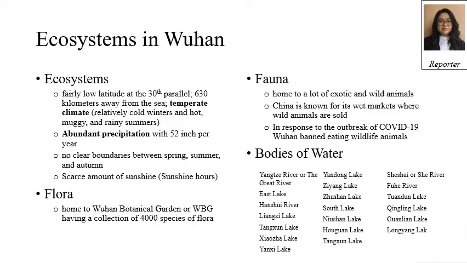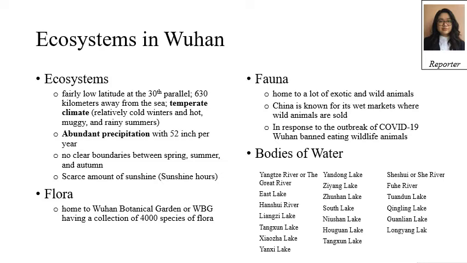Ecosystems in Wuhan. Wuhan is located at a fairly low latitude at the 30th parallel and is 630 kilometers away from the sea, which causes it to have a temperate climate with relatively cold winters and hot, muggy, and rainy summers. It has no clear boundaries between its seasons, which are spring, summer, and autumn.